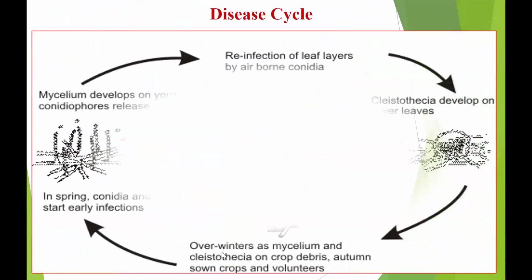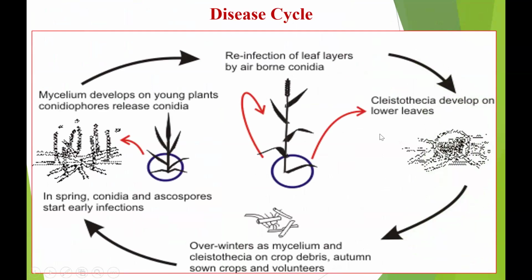And the disease cycle is, first of all, the infected part has developed Cleistothecia on the lower leaf, and then it overwinters as mycelium on crop debris. And then in spring, the conidia and ascospores start early infection. Mycelium develops on the young plants. Conidiophores release conidia, and again the infection appears in the wheat crop.